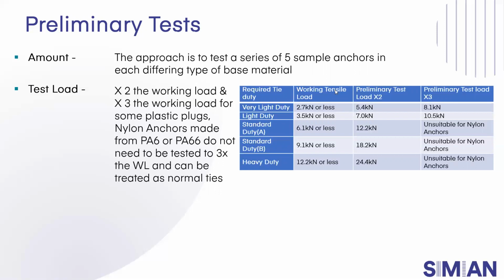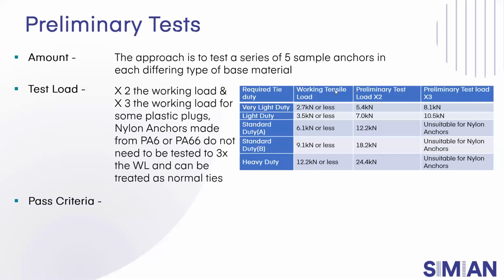Standard duty, 6.1 kilonewtons or less. Prelim load would be 12.2. Generally, that type of loading would be unsuitable for nylon anchors. Likewise, with your standard duty B and your heavy duty ties, they would generally be a load that would be unsuitable for nylon anchors, purely because of the test load, 18.2 kilonewtons. Most nylon anchors would be a maximum loading of 10 kilonewtons in structural concrete.